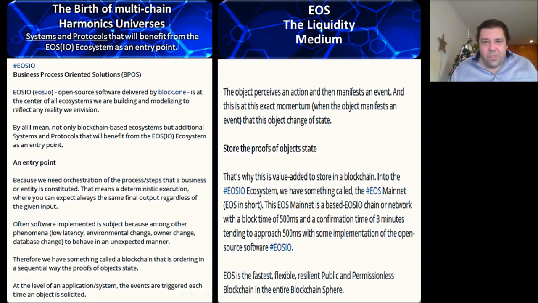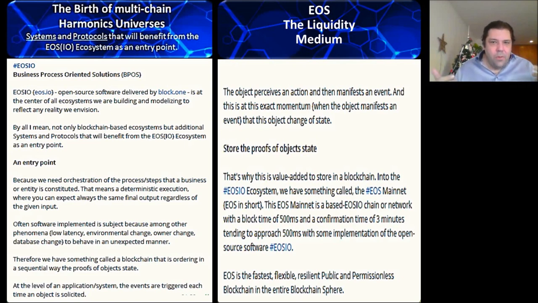So today it's EOS, the Liquidity Medium. EOSIO delivers different things. EOSIO is the technology used by all the chains in the EOSIO ecosystem, including the EOS mainnet. This EOSIO software implements the DPoS consensus mechanism, delegated proof of stake, based on Byzantine fault tolerance. Then it delivers a smart contract platform, and it also guarantees a reliable execution.